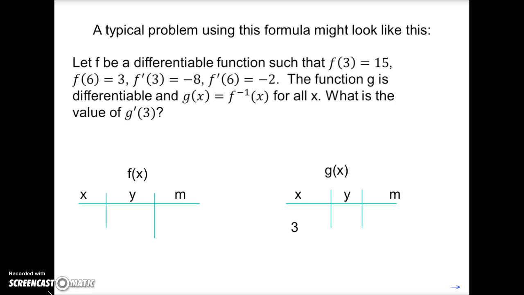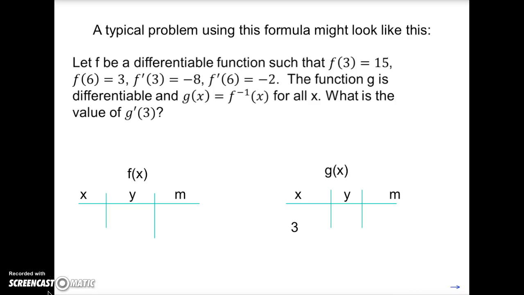The function g is differentiable, and g of x is f inverse. So that means g and f are inverses. G and f undo each other. Can I find g prime of 3? So g prime of 3 is going to be the slope of the g function when x equals 3. And all the information I have so far, all those ordered pairs that I've been given, they're all about the f function and the f prime function. So I'm going to use this fact that g and f are inverses, and then what I've just learned about the relationships of the slopes of g and f to find g prime of 3.